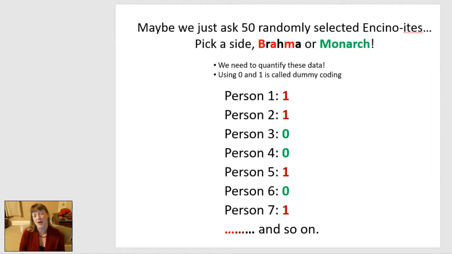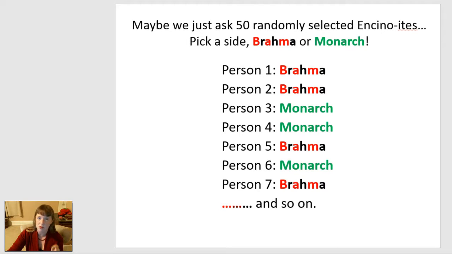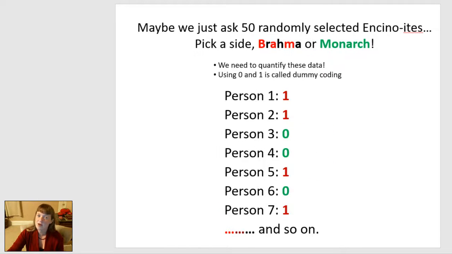And in these programs, they don't allow you to put words if you want to run an analysis. They make you code your variables. So even though this is a categorical or qualitative variable, I'm going to then nominally code this with the Brahmas as 1s and the Monarchs as 0s. And a 0-1 binary scale is called a dummy code. And in this way, we can communicate with the computer program about the words. But never forget, this is still categorical qualitative data. The 1s and 0s are just nominal. They're just standing in for what we know the real answers are, which are words.